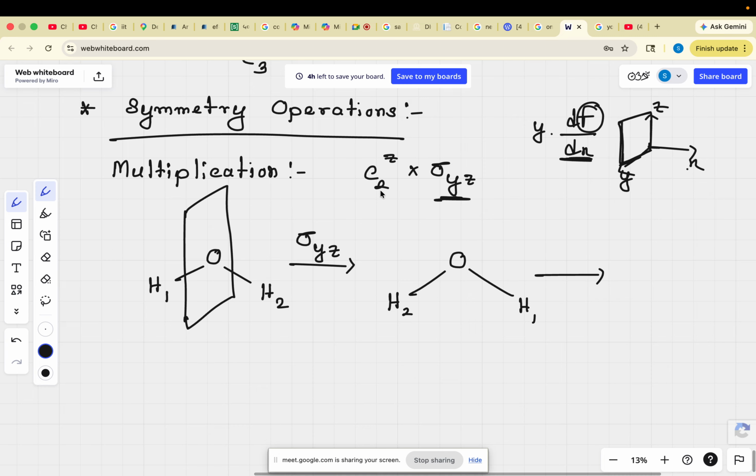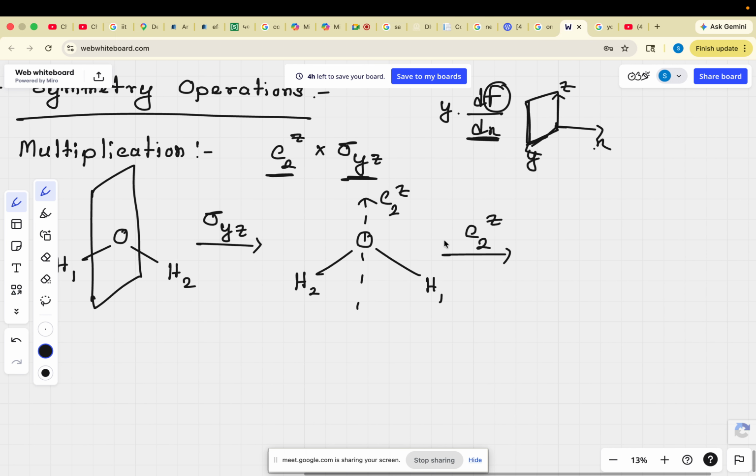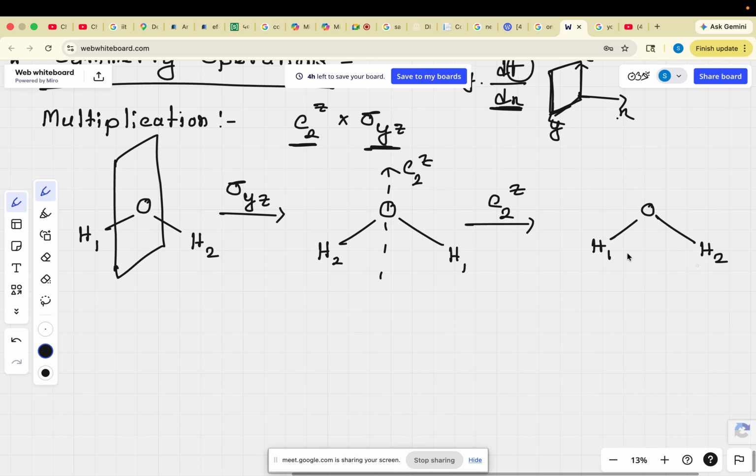Now you have to apply this C2Z. If you apply C2Z, that means this is your z axis, so I am rotating 180 degrees through this z axis. So this whole molecule will rotate. Oxygen is here, h1 is coming to this side, h2 is coming to this side. Clear? Now another thing, if you notice, another change is happening here. This h1 h2 and that h1 h2, they are equivalent.